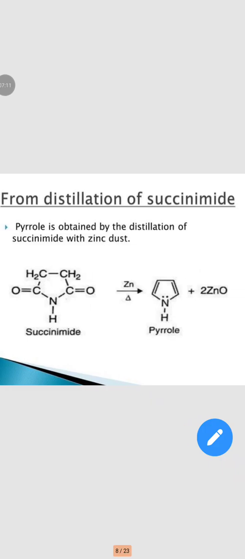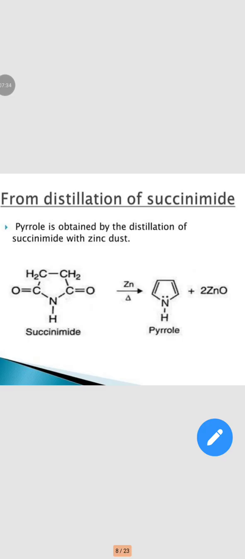Then the fourth method is distillation of succinamide. Pyrrole is obtained by the distillation of succinamide with zinc dust. Succinamide is heated with zinc dust to form pyrrole and zinc oxide.